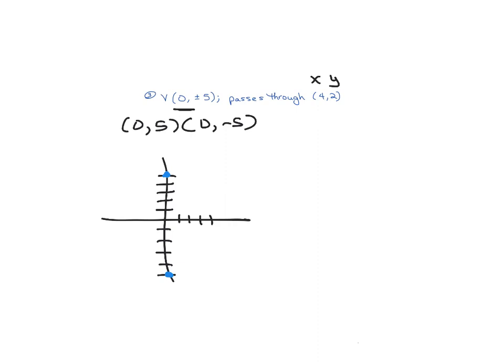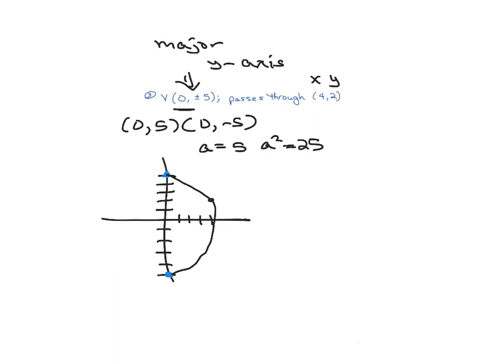So come over here. So this ordered pair, I can already see that my ellipse is taking on this shape. So now what I need to do is use the rest of my given. I can already see that my a equals 5. So a squared equals 25. Also, this is telling me that my major axis is the y-axis. So it's vertical.